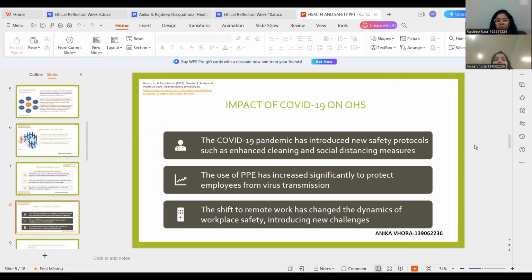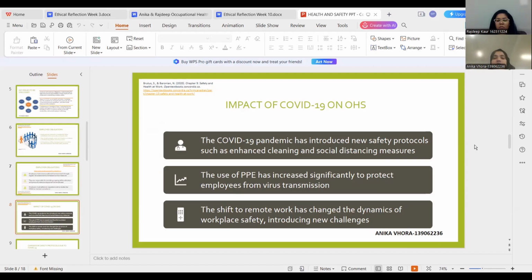Masks, gloves and face shields have become common in many workplaces, which is really important for us to wear in hazardous places, and it will prevent accidents or any harmful products. Additionally, this shift to remote work has changed the dynamics of workplace safety, introducing new challenges like ensuring home offices are safe and managing mental health issues regarding this shift.